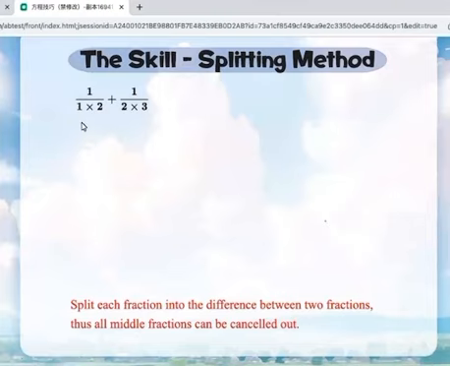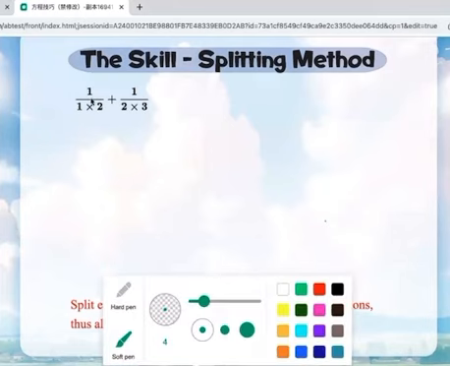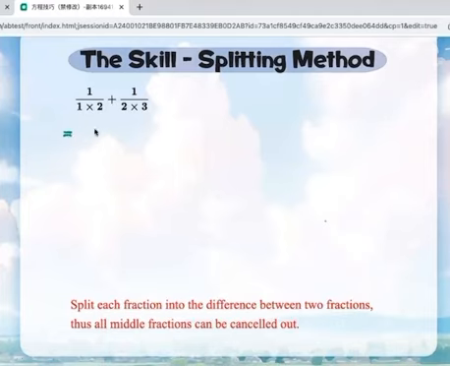When we got 1 over 1 times 2, we found that the top number 1 is the difference between 1 and 2, which are the two bottom numbers. So we can change the top number 1 into 2 minus 1 over 1 times 2. And same thing, we can change the 1 over 2 times 3 into 3 minus 2 over 2 times 3, since the second one is also the difference between the two bottom numbers, 3 minus 2.